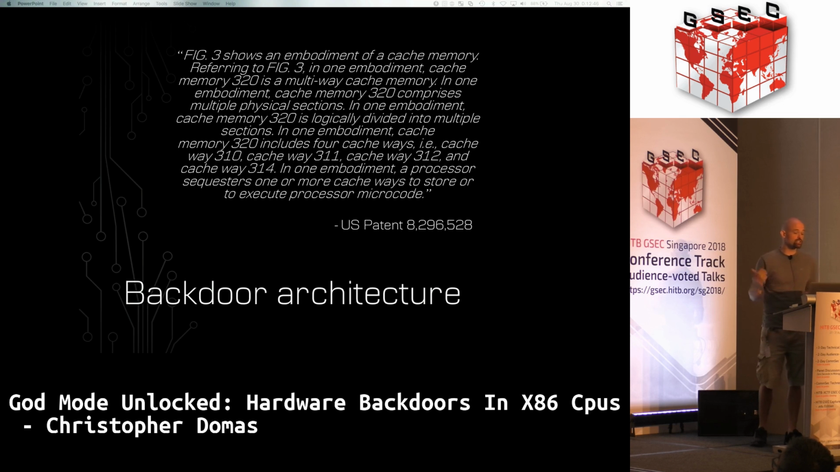It says, "Figure 3 shows an embodiment of a cache memory. Referring to figure 3, in one embodiment, cache memory 320 is a multi-way cache memory. In one embodiment, cache memory 320 comprises multiple physical sections. In one embodiment, cache memory 320 is logically divided into multiple sections. In one embodiment, cache memory 320 includes 4 cacheways, i.e. cacheway 310, cacheway 311, cacheway 312, and cacheway 314. In one embodiment, a processor sequesters one or more cacheways to store or execute processor microcode."